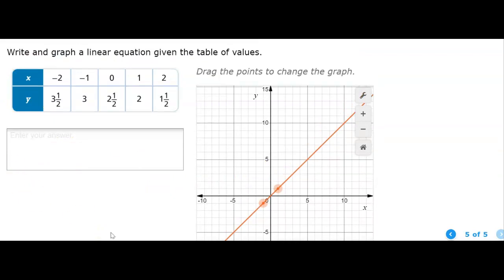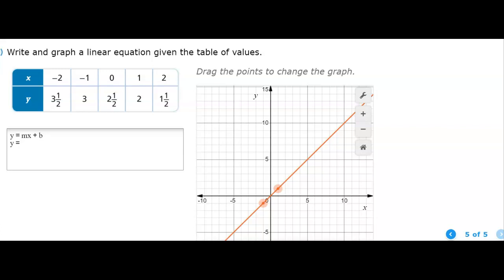Write and graph a linear equation given the table of values. So we have this table of values, and we have to write the equation and graph it. So let's start with the base, y equals mx plus b. So that's what we need to have. So our y stays the same, equals. So we need to find our slope and y-intercept.